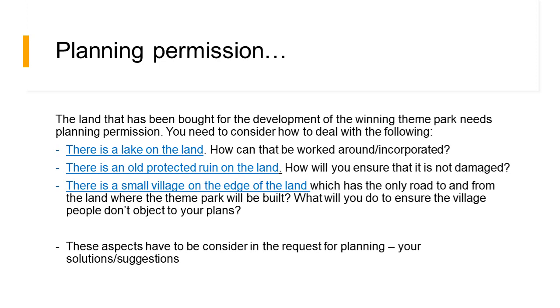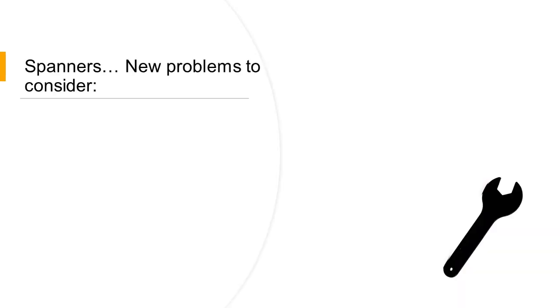There is a small village on the edge of the land, which has the only road to and from the land where the theme park will be built. What will you do to ensure the village people don't object to your plans? These aspects have to be considered in your request for planning, your solutions and suggestions.